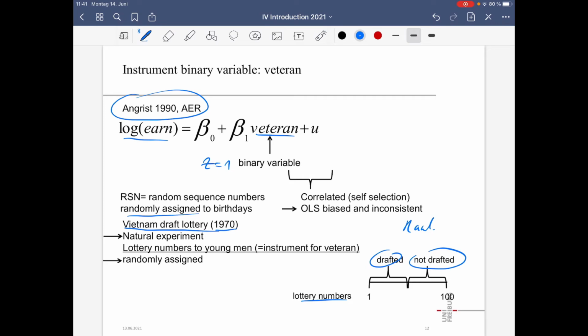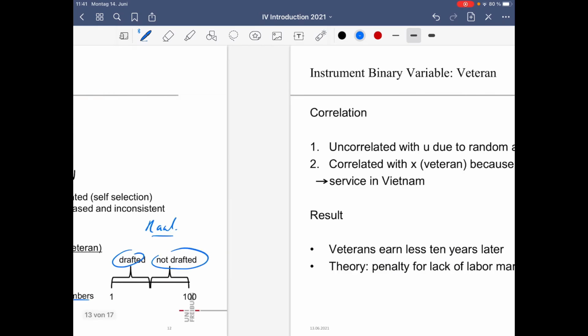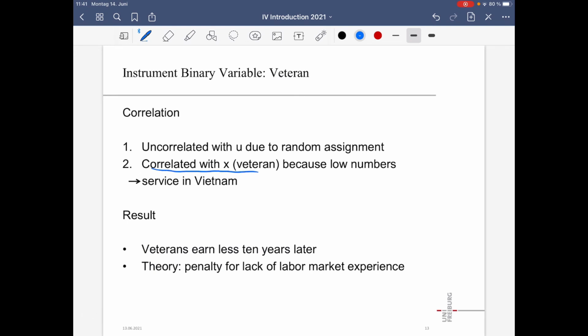And because this is random, there is a correlation between the status of being a veteran and that random assignment, because low numbers in the draft lottery meant that you had to show up in Vietnam. So this is random. There is a correlation, but it's random, right? And due to that randomness, you could argue that here the instrument is uncorrelated with the error term.